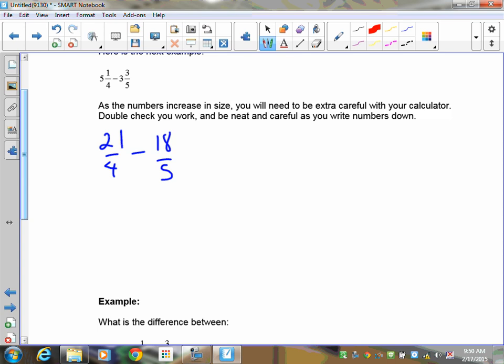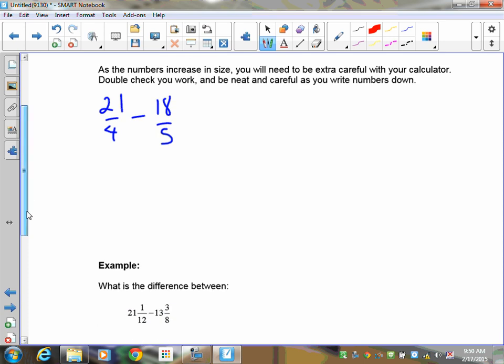So we've got them in proper form now. The next thing is to do the cross multiplication. So I need the lowest common denominator, which is 4 times 5. So my denominator is 20. 21 times 5, that's 105. And 4 times 18, that's 72. So 105, take away 72, all over 20.